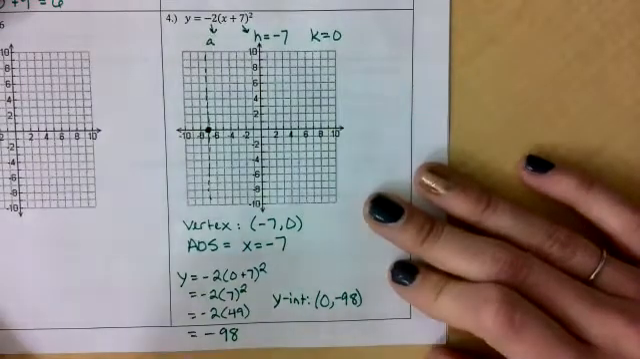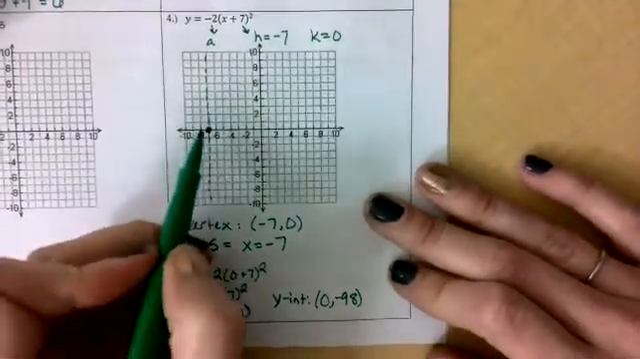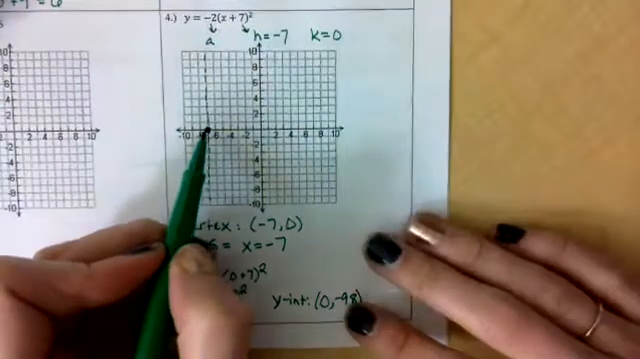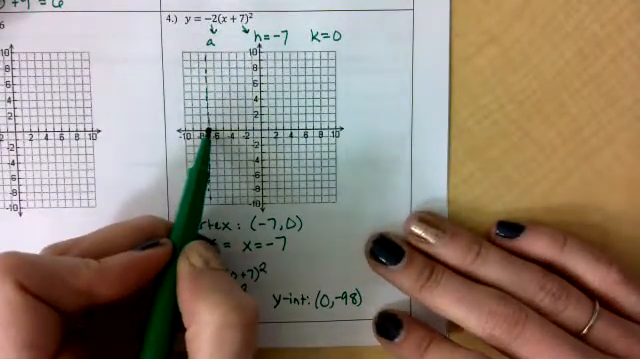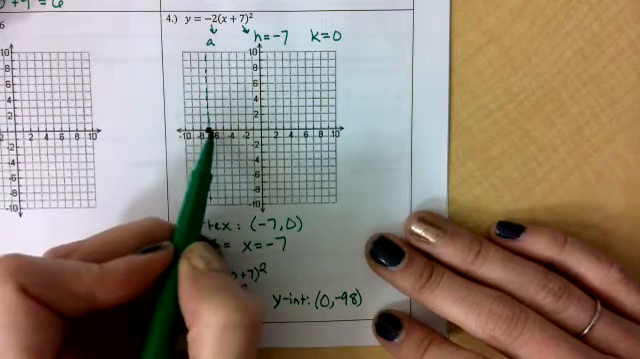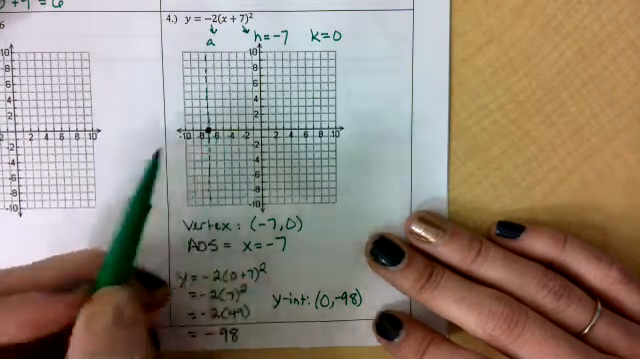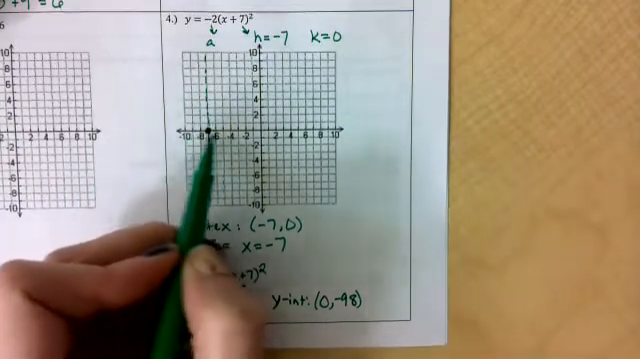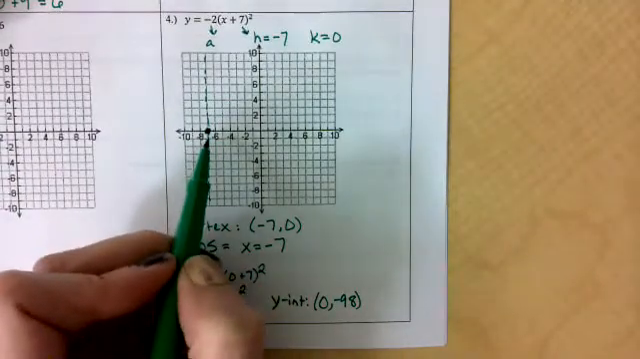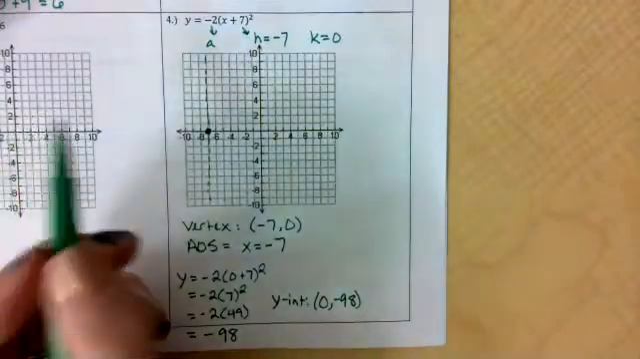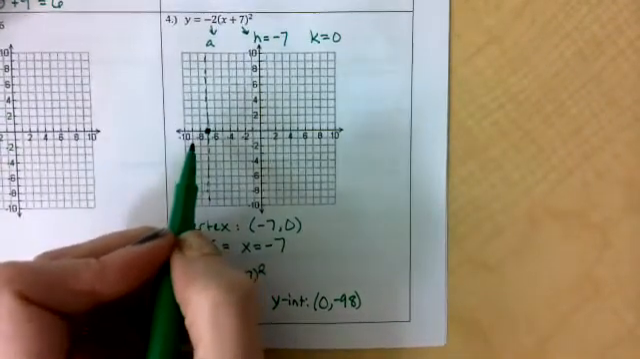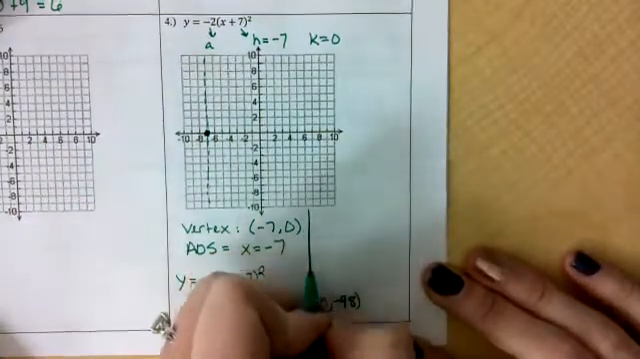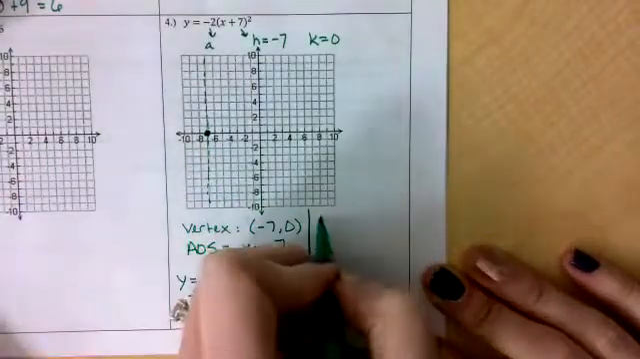So I need to come up with another point to graph. Here's where I would want to pick a point to plug in for my x and solve for my y. Because my vertex is right here at -7, I want a point that's close to the vertex. So I can plug in -6, maybe -5, maybe -8, maybe -9. I'm going to plug in an x value that's somewhere close to my vertex point, and solve for my y. So let's use -8. But again, you can pick any x value that's close to your vertex.